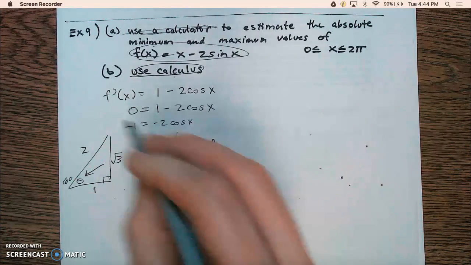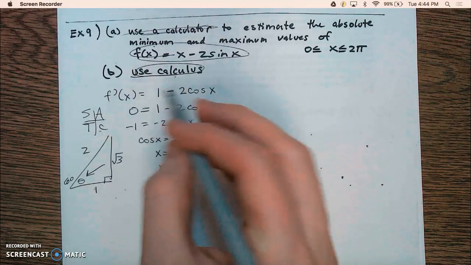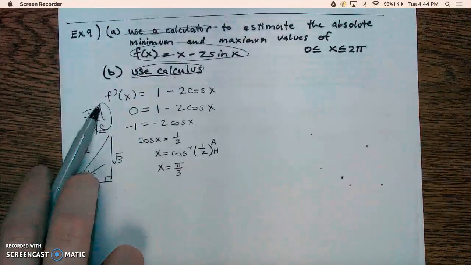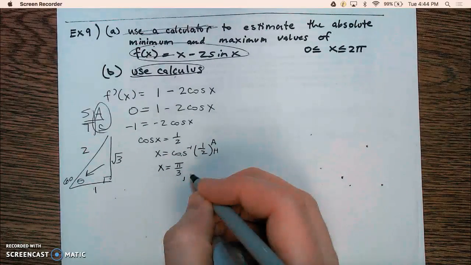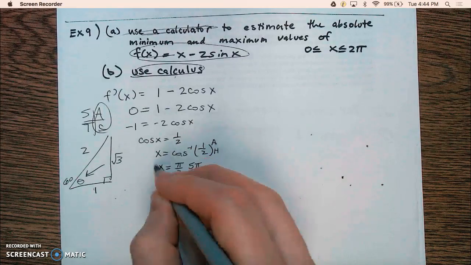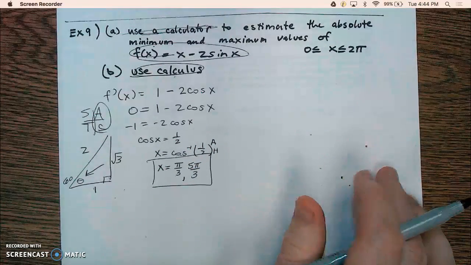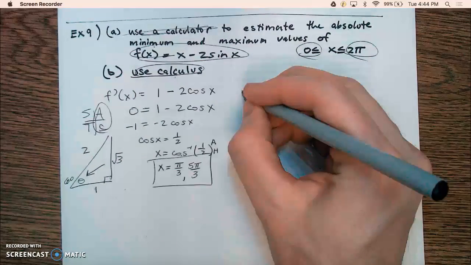And cosine here is positive. If you think about All Students Take Calculus, cosine is positive in quadrants 1 and 4. So quadrant 1 is your pi over 3. In quadrant 4, it'd be 5 pi over 3. So those are my two critical numbers. And then we've got our two endpoints, 0 and 2 pi. And we're going to plug all these into my original function.